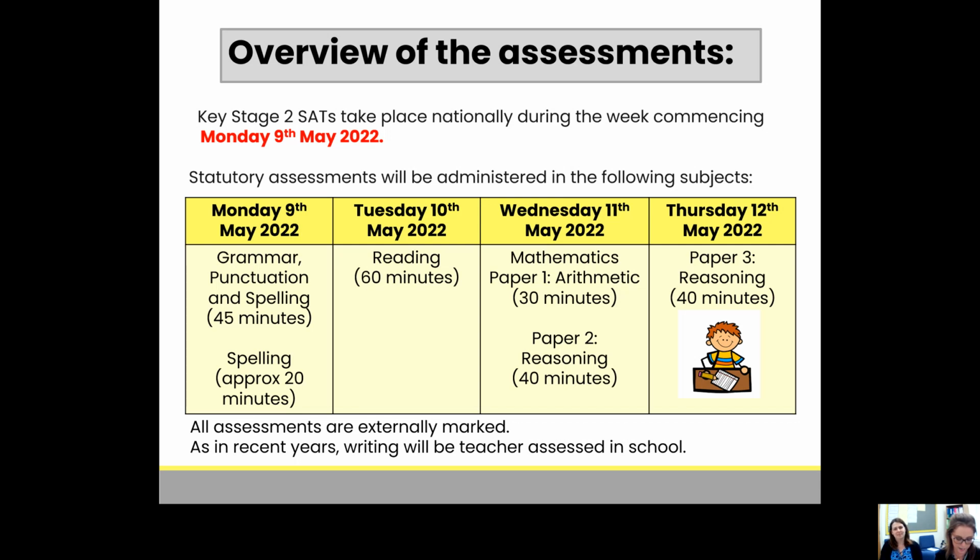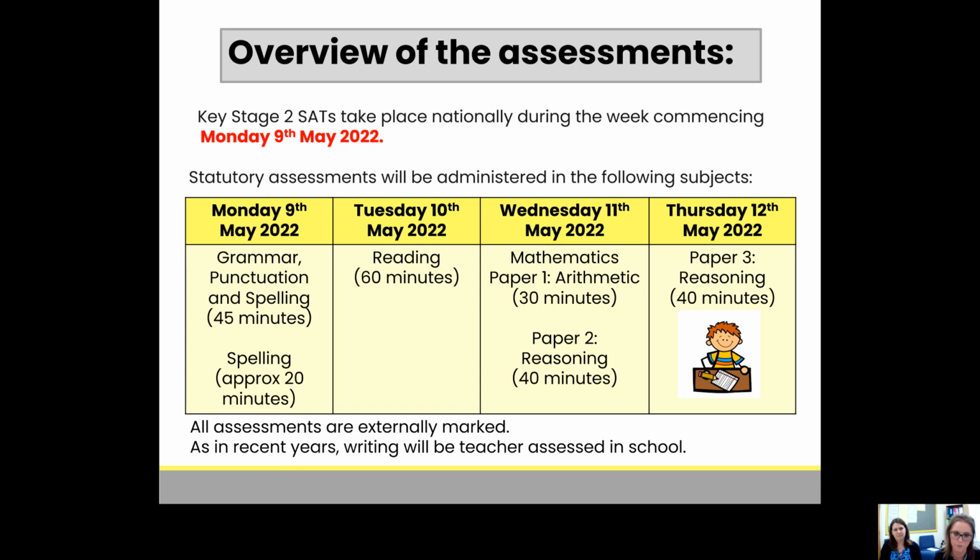Nationally, these assessments take place during the week commencing the 9th of May. As you can see on the timetable here, on Monday the children will sit a 45-minute grammar, punctuation and spelling paper. This is followed by a separate spelling test of 20 unseen words. On Tuesday the children sit a reading paper, which is 60 minutes.